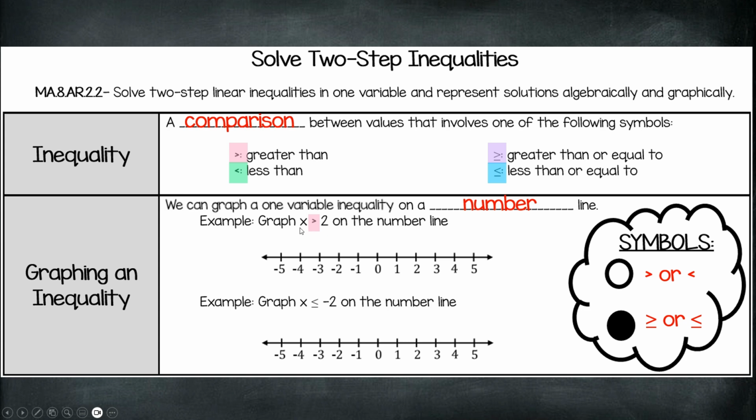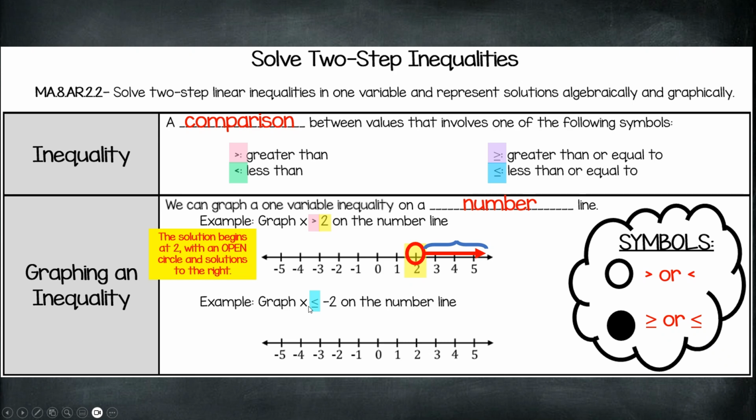So we are going to graph x is greater than 2 on the number line. So here's our number line. We're going to go to 2. We're going to place our open circle. And when we have a greater than symbol, we're looking for numbers that are greater than 2. So we're going to go to the right. These values to the right of 2 would be our possible solutions. So the solution begins at 2 with an open circle, and the solutions are to the right.